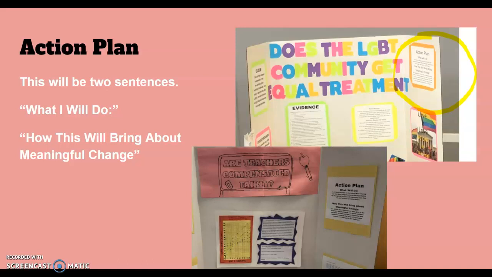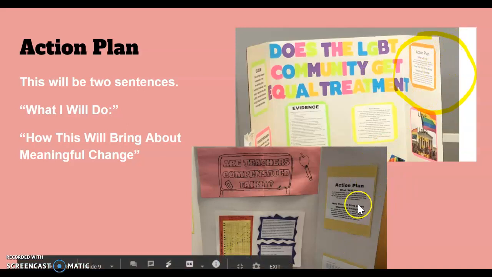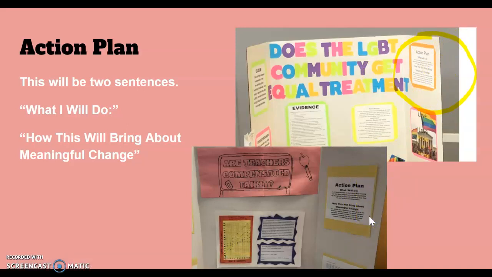Your action plan is going to be 2 sentences: what I will do, and how this will bring about meaningful change. So here you see an example, and here, what I will do and how this will bring about meaningful change. It's just explaining what your action plan is so they can see it as they walk up. Where do you think that will go on your trifold?